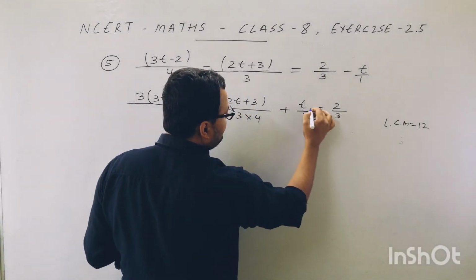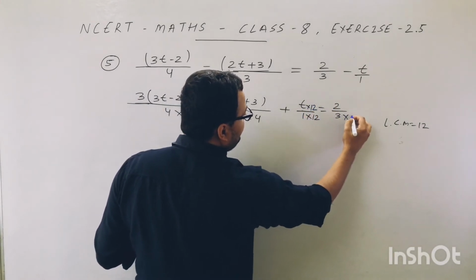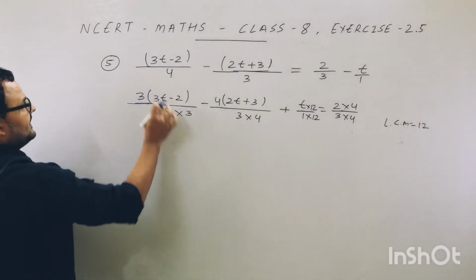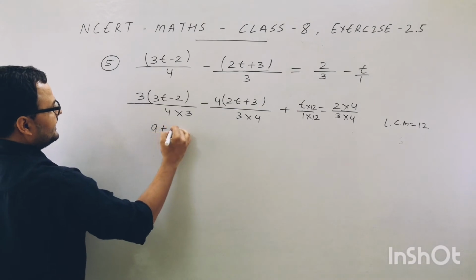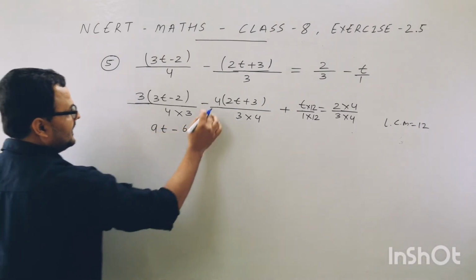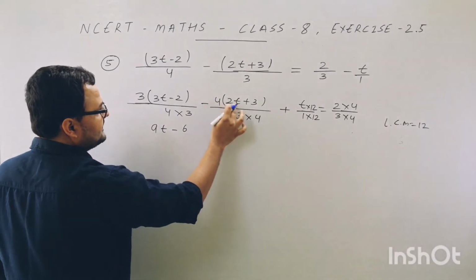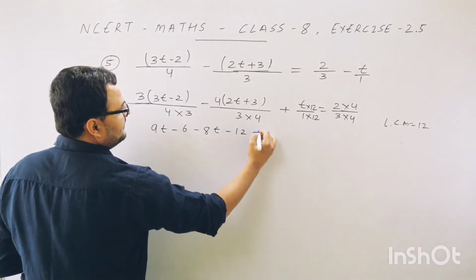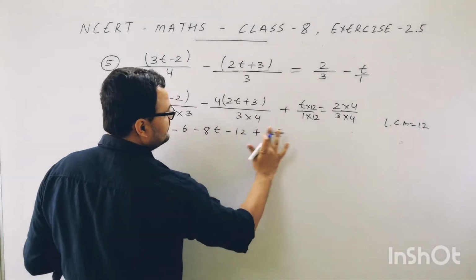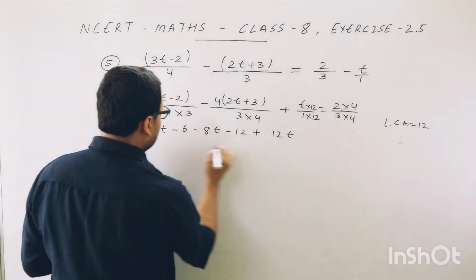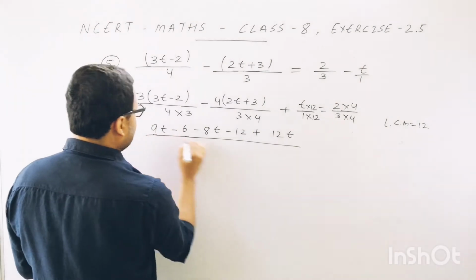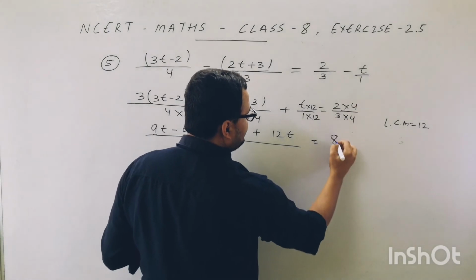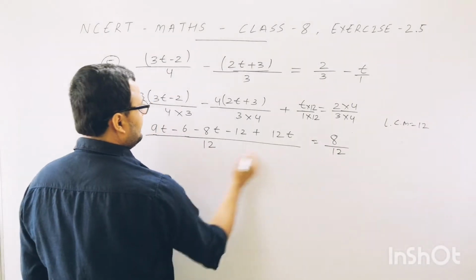1 into 12, then t into 12. 3 into 4 is equal to 12. Then this also we are going to multiply with 4. Now simplify the brackets. 3 into 3, 9t. 3 into minus 2, minus 6. Now be careful, because minus we have. Minus 4 into 2, we get minus 8t, minus into minus, plus 12. Plus 12t, this is 12t. The LCM, it's like fractions, we converted it, so 12 will come only once. On the right, 4 twos are 8 by 12. Again 12, 12, that will be cancelled.